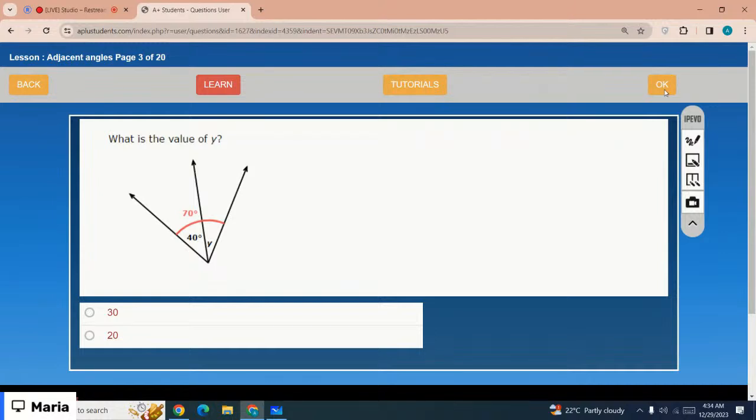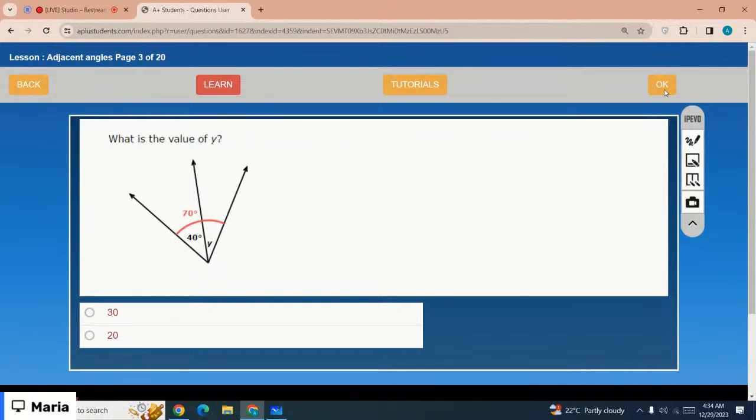What is the value of y, which is the correct option? Yes, you have to subtract. Basically, you are given the total angle and one of these angles. So you need to find the other one. So you have to subtract the given one out of the total, right?